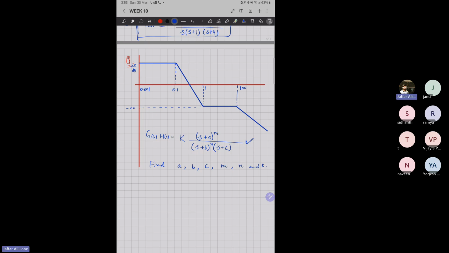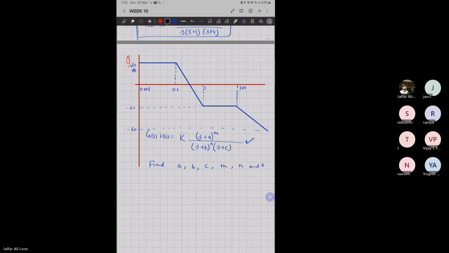Nowhere are you given whether it's 20 dB or 40 dB, but you have to figure it out yourself. But I again give you one hint: this is minus 60. So first, we will identify corner frequencies. Can you first tell me what is the order of this system?